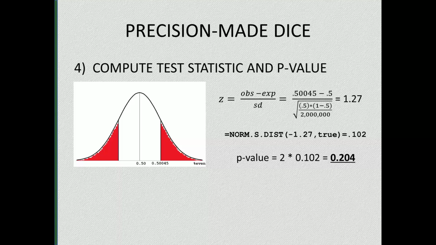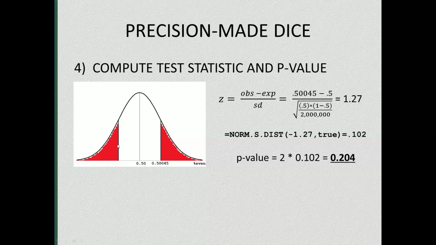We compute a test statistic and p-value. Our test statistic is observed minus expected over standard deviation. We observe 50.045% evens. Standard deviation is the square root of p times 1 minus p over n. The 1.27 means that what we got is 1.27 standard deviations away from what we expected.